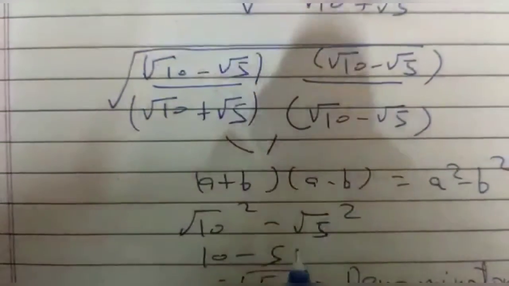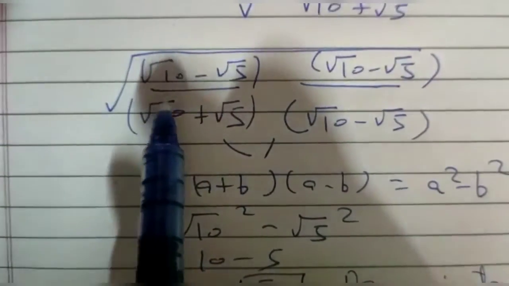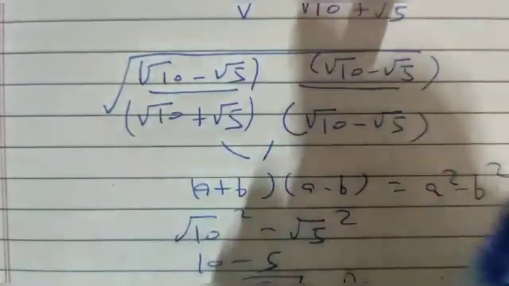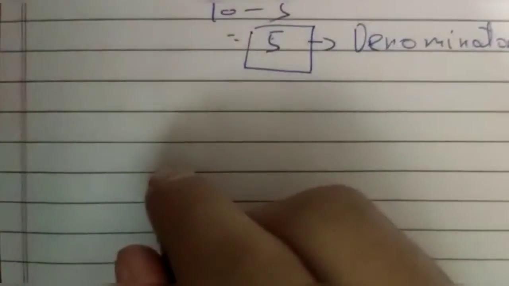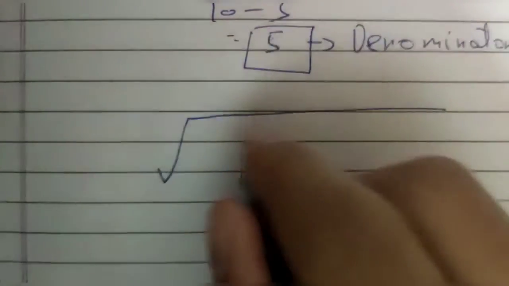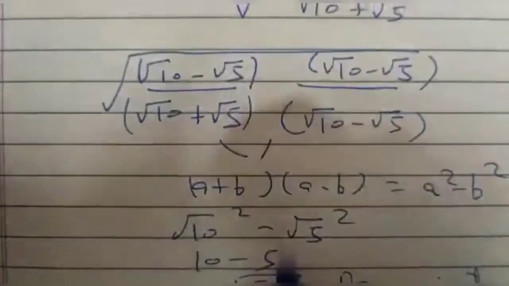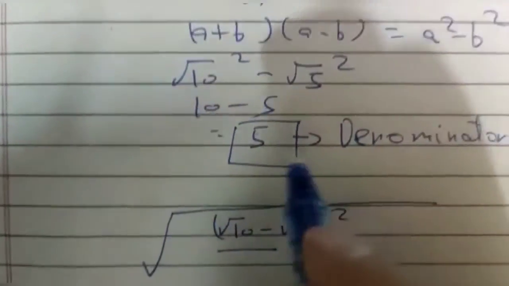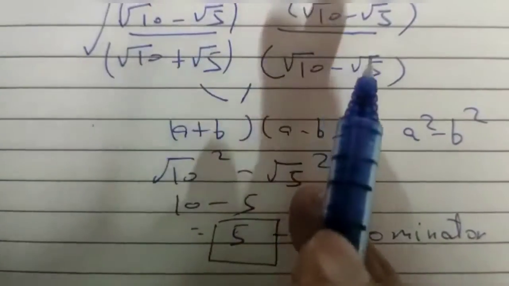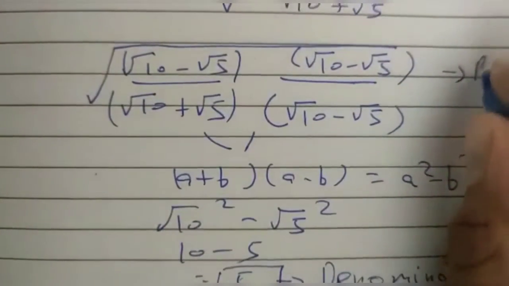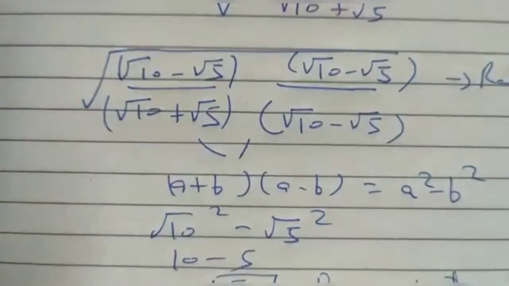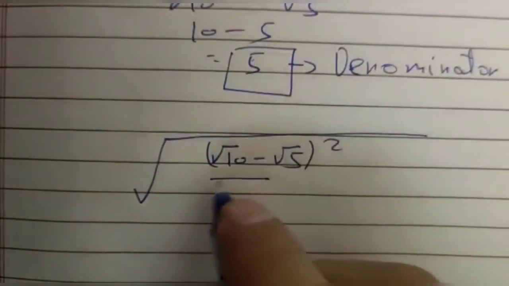Now I will calculate the numerator. You can see this root 10 minus root 5 multiplied by root 10 minus root 5 can be written as root 10 minus root 5 whole square. I am putting this sign, root 10 minus root 5 whole square, because root 10 minus root 5 was multiplied 2 times, and we know the denominator is 5 by using this identity. First step is rationalization in such questions, so don't forget to rationalize, and then the solution will be there.